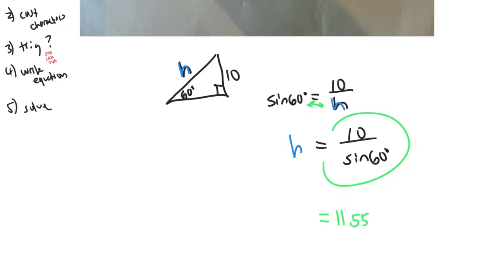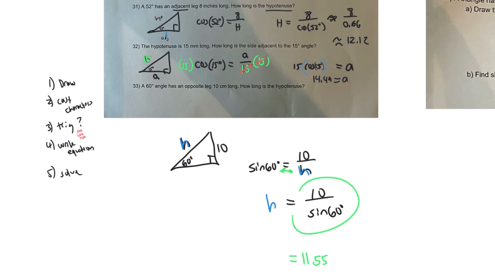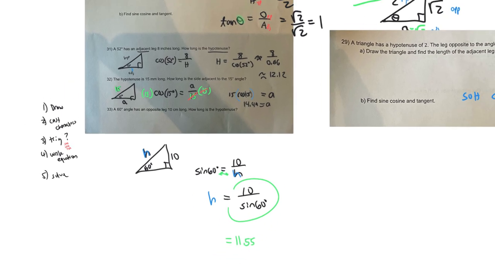11.55. Okay. So what we just learned is that if that's 60 degrees and this side is 10, then we know for a fact, no matter what, that this hypotenuse is going to be 11.55 long. Okay, so that's that.